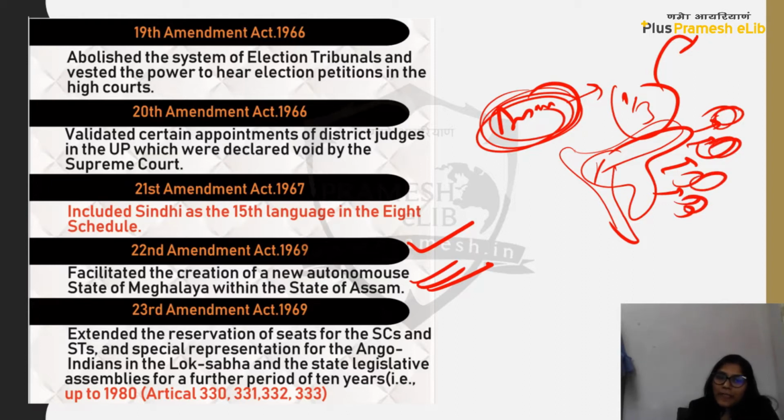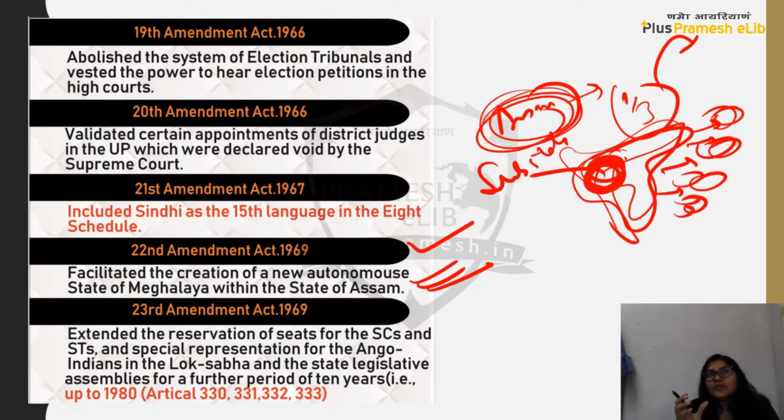Here, out of the state of Assam, Meghalaya has emerged as a sub-state. Sub-state means there are certain subjects wherein Meghalaya will be coordinating with Assam, and that is why it is called a sub-state. That means it was still not a completely independent state. But with the 22nd Amendment Act, Meghalaya has been created as a new autonomous, fully independent state. It is empowered to take its own decisions.